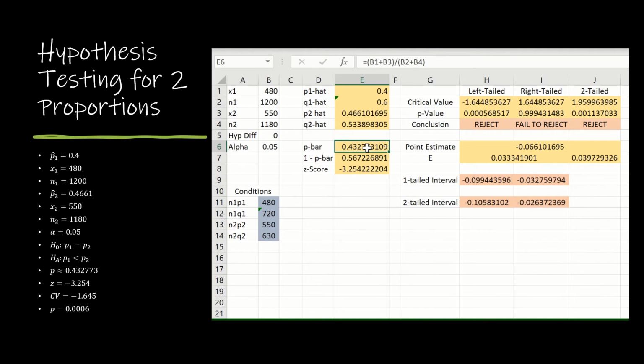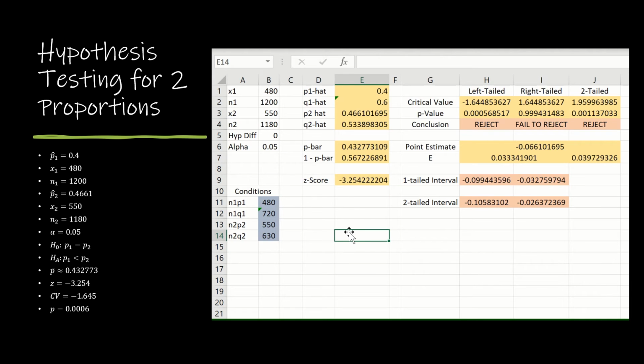Now for P bar, remember that P bar says take the two x values in the numerator, so x1 plus x2, and divide it by the sum of the N1 and N2 values. So this is B2 and B4, add those together. 1 minus that value for 1 minus P bar, and then of course we're going to find our z-score. I'm going to give that just a little bit more space to keep it consistent with what I've done on the other videos.